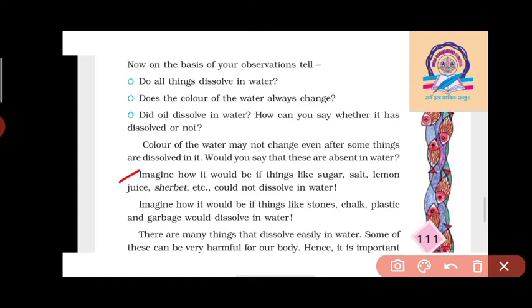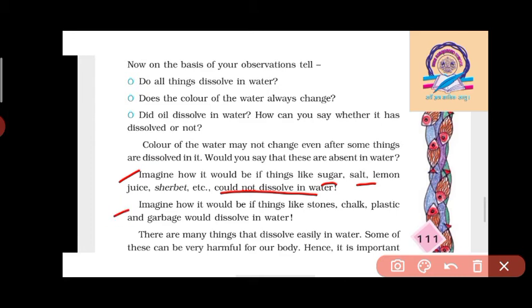What is next? Imagine how it would be if things like sugar, salt, lemon juice, sherbet, etc. could not dissolve in water. Then what would happen? You cannot make this kind of juices properly. Yes or no? If you are making some fruit juice and your sugar is not being dissolved in it, do you think it will be fun? No, of course not. Okay?